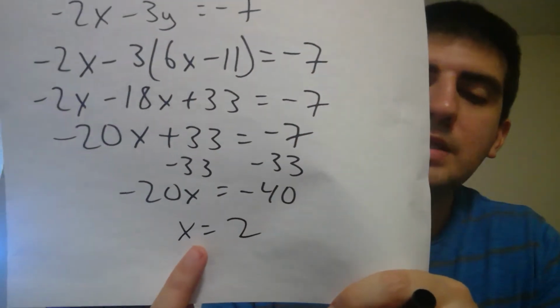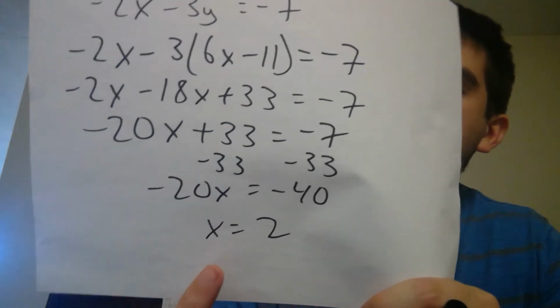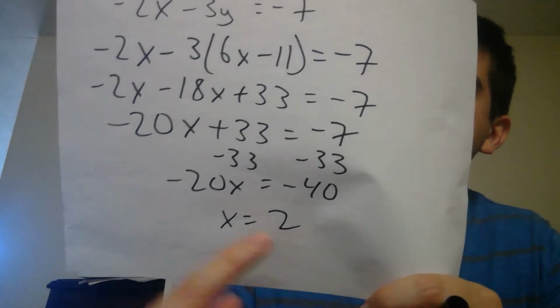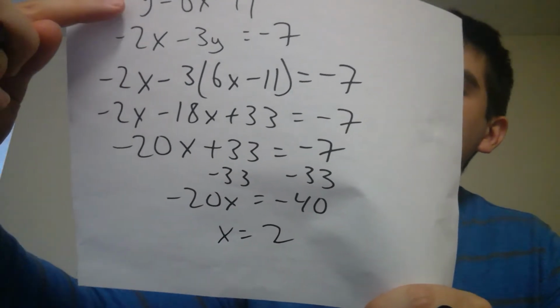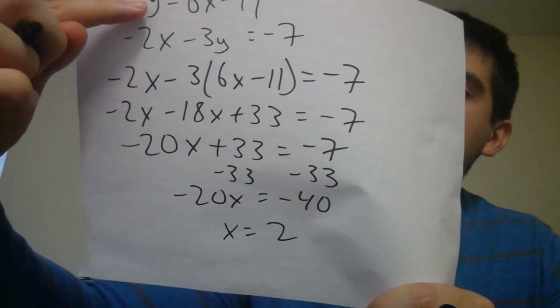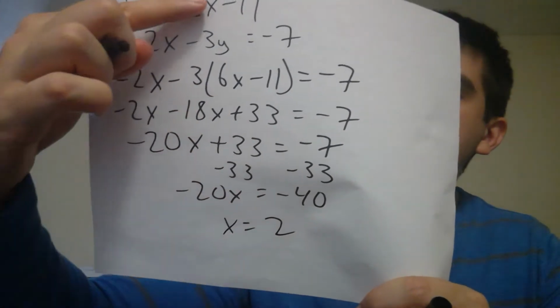And that's the x coordinate of the point where they intersect. To find the y coordinate, I'm going to plug this into, frankly, any of these top 3 equations. Looks like it's going to be easiest to plug into this guy. There's not very many negatives. So I'm just going to plug this number into that.